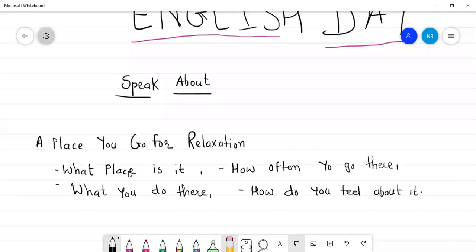Students, would you like to talk about a place you go for relaxation? There are 4 points, and you can include these in your speech. Just speak for 2 minutes, not more than 2 minutes. You can take more than 2 minutes, but at least talk for 2 minutes. Would any student like to try? You have to finish within 20 to 25 minutes. Otherwise, I have to give your name randomly, and then you have to speak.